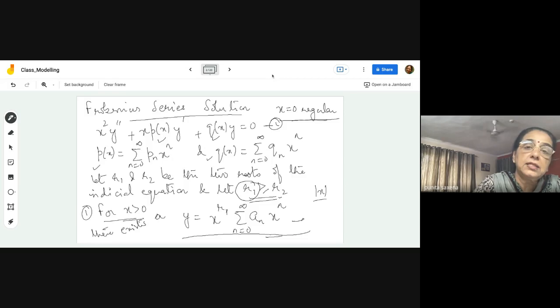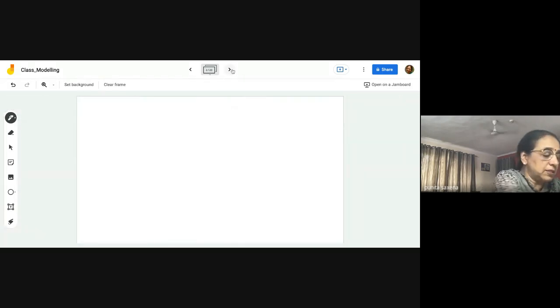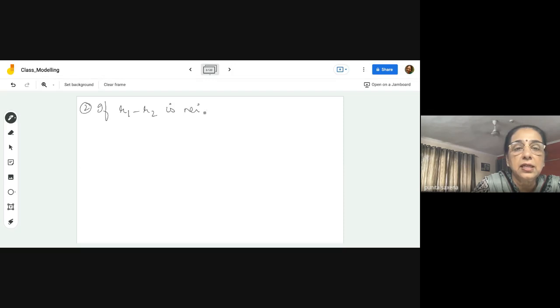The second rule says, now this is important, the second rule says that if r1 minus r2 is neither 0 nor a positive integer.